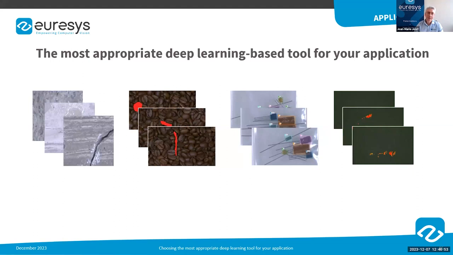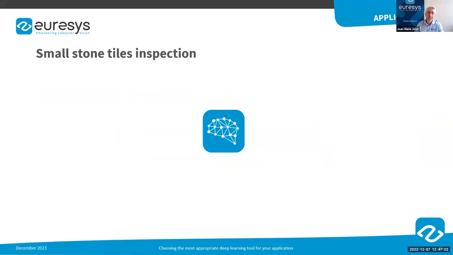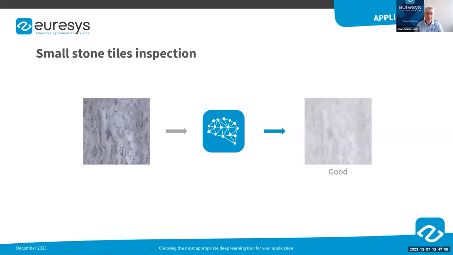So now let's consider several types of applications, and for each of them, we will determine the most appropriate deep learning tool to use. Suppose we need to inspect small stone tiles. The application must separate good samples from bad ones.